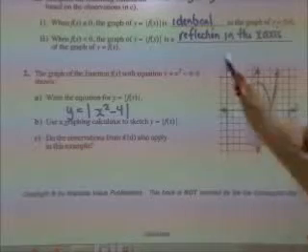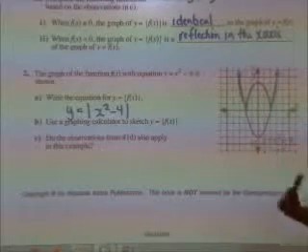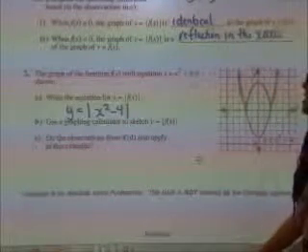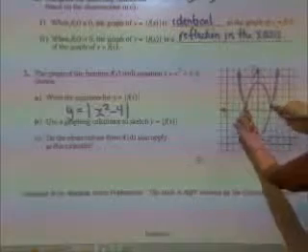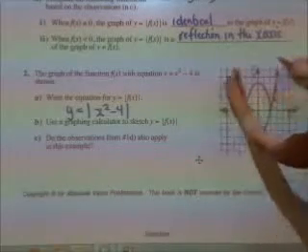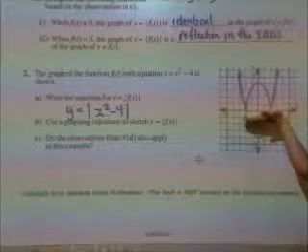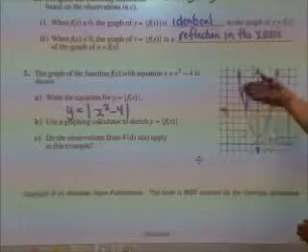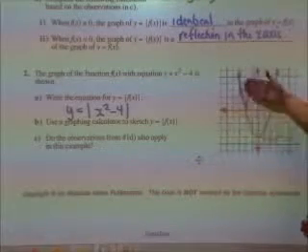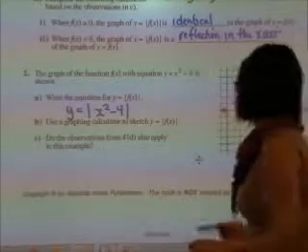So do the observations from here do the same in this example? In other words, when the original function is greater than 0, does it match the absolute value? Yes, it does. When it is less than 0, is this part here a reflection in the x-axis? And the answer would be yes.